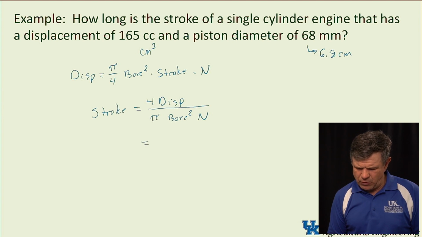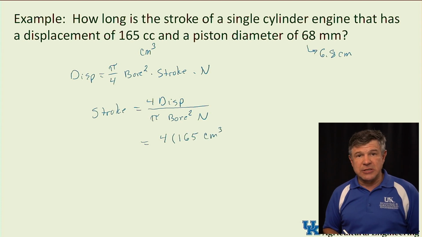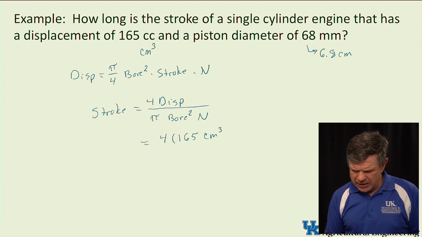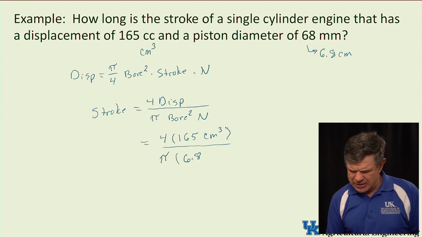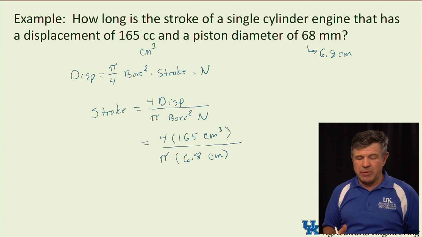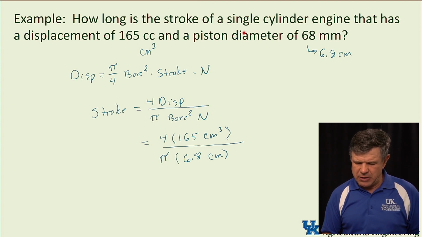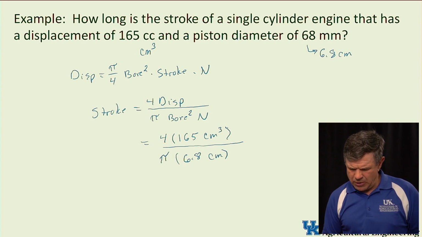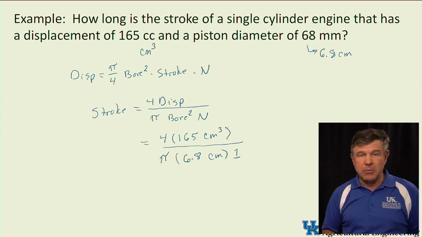So this is equal to 4 times our displacement is 165. And I'm going to write out cm cubed rather than cc, so we keep track of how many of these length units that we have. Divide that by pi. Divide what else is in the denominator? The bore squared. The bore is the piston diameter, and that's 6.8 centimeters times the number of pistons. And how many pistons do we have in this problem? Well, it's a single cylinder engine. It says up here in the problem. So that is a 1. So I'll write the 1 down there, but it obviously isn't going to mean anything.